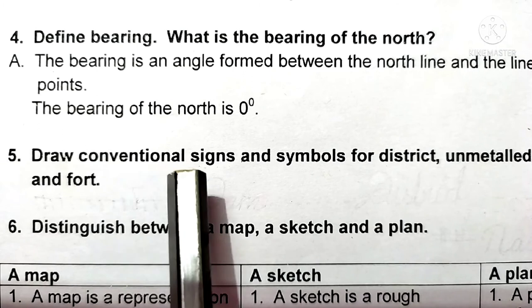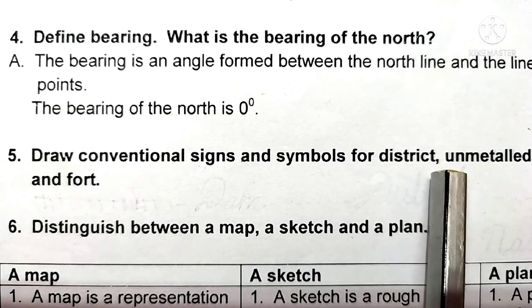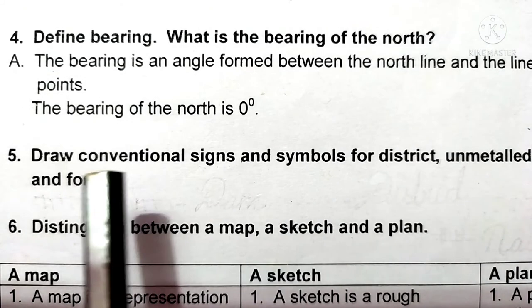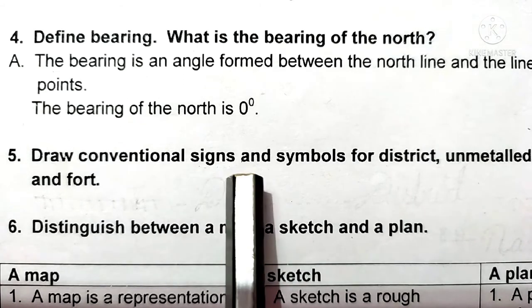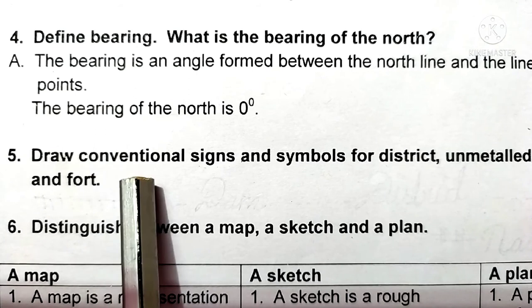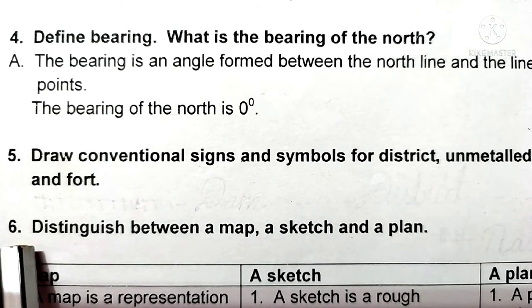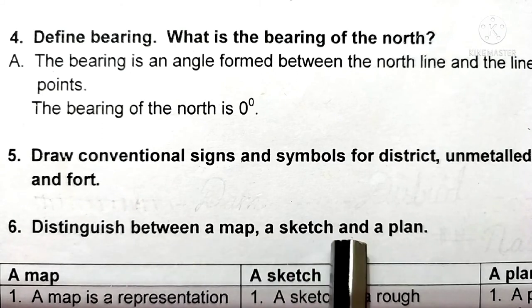Draw conventional signs and symbols for district, unmetalled road, dam, railway and fort. For this, the signs and symbols are not drawn in the note. You clarify or see it in your text. Sixth question. Distinguish between a map, a sketch and a plan.